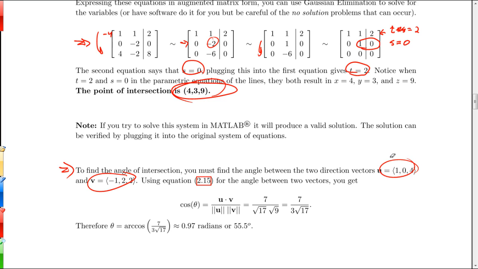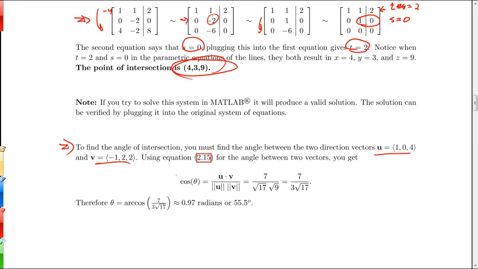So that's where I got these direction vectors down here. And so to get the angle between, I use the cosine form of the dot product and divide by the magnitudes, a formula from a couple chapters ago, where I take u dot v over the size of u times the size of v. So when I take u dot v, I have 1 times negative 1 plus 0 times 2 plus 4 times 2. That gives me 7.